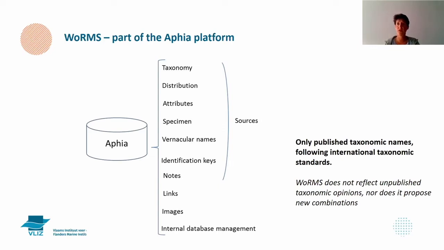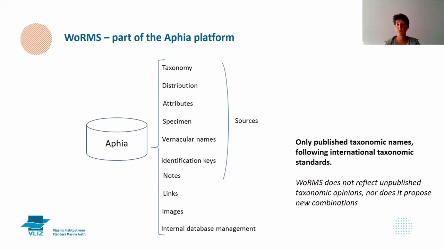Attributes, for example, being the functional group. Is it benthos or is it plankton? Is it a parasite? Is it an introduced species? And so on. Those are attributes that we collect, ecological information, basically. And also specimen details. And within the specimen details, we do focus on the holotype and the paratype information that we put there. So not a full specimen collection of a museum, but really focused on the type specimen information.